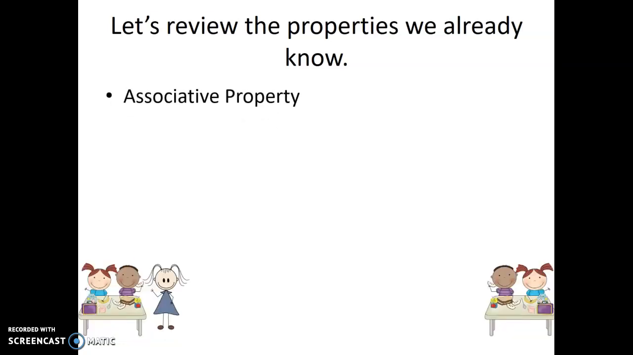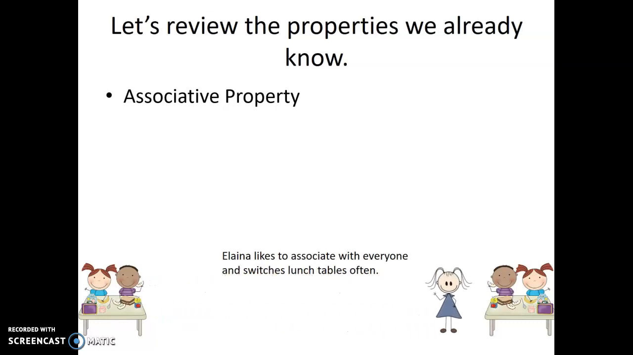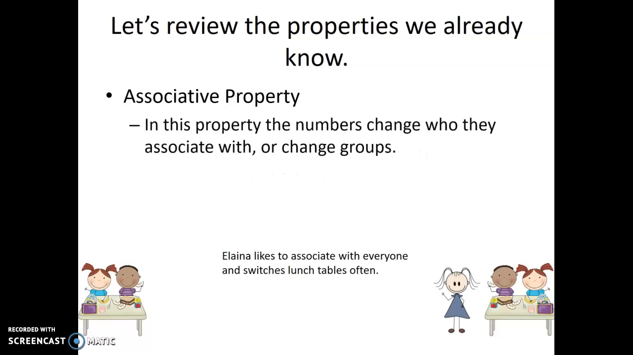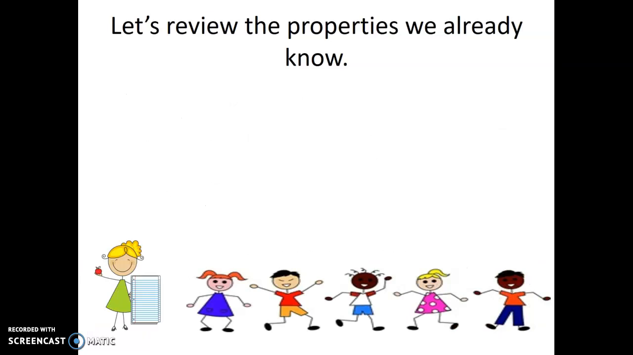We also know about the associative property. We've talked about that this year. So Elena likes to associate with everyone and switches lunch tables often. So first she's with this group of students over here, and maybe she moves over and goes with that group of students. So the grouping changes, but the values do not change, or the value of each side or each expression. So it works again with addition and multiplication, not subtraction or division.